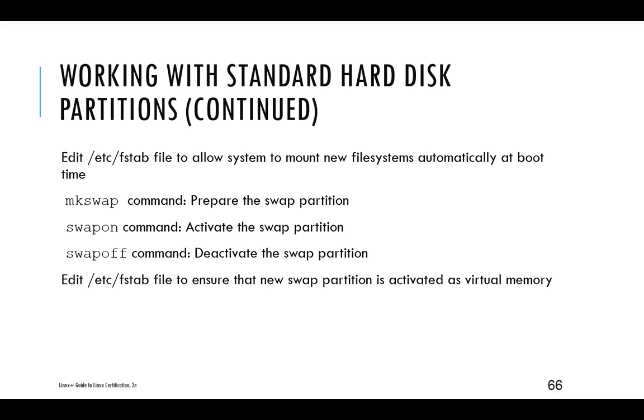If you want to mount new ones, like we talked about, you can edit the fstab file. You do your mkswap, swapon, swapoff. All swapon does is activate that swap partition. Swapoff eliminates the swap partition. Mkswap, you can create another swap partition.